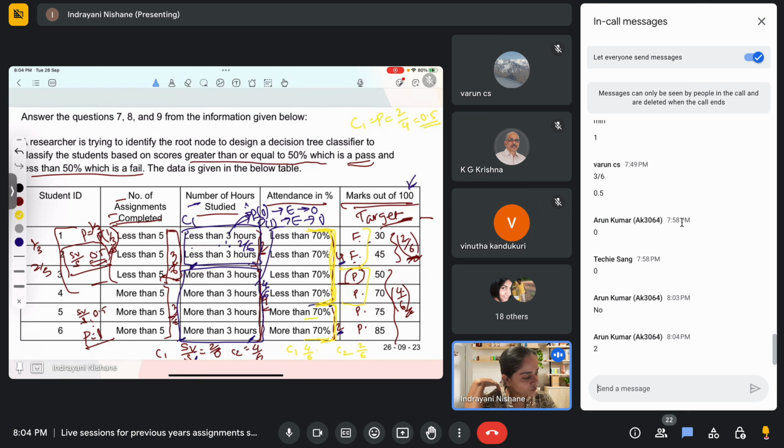And for C2, where students have attendance more than 70%, what is the probability? All the students are passing. That means the passing probability, the P value, is 1. Very good. So for P value 0.5, what is the entropy value? E1, what is the E1 value? For 0.5, what is the entropy value?